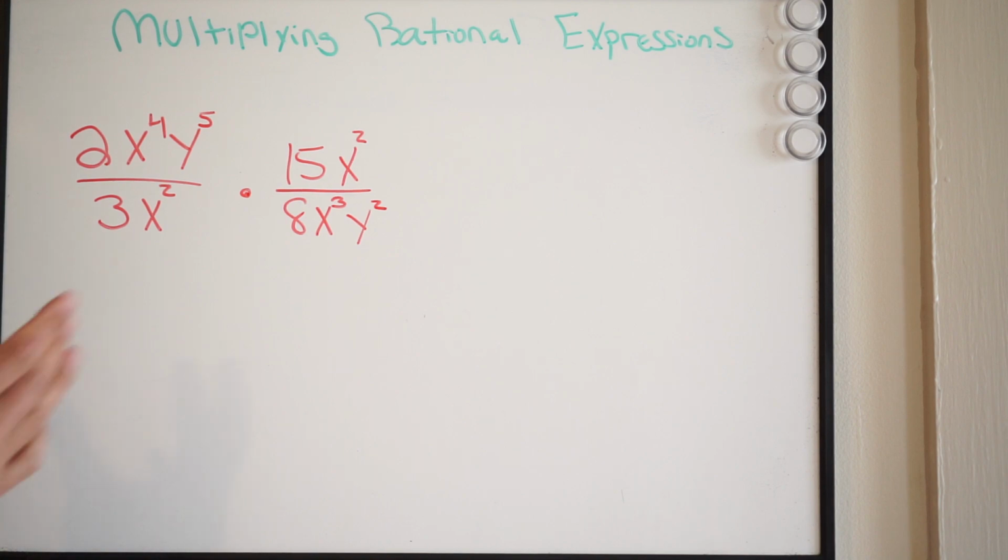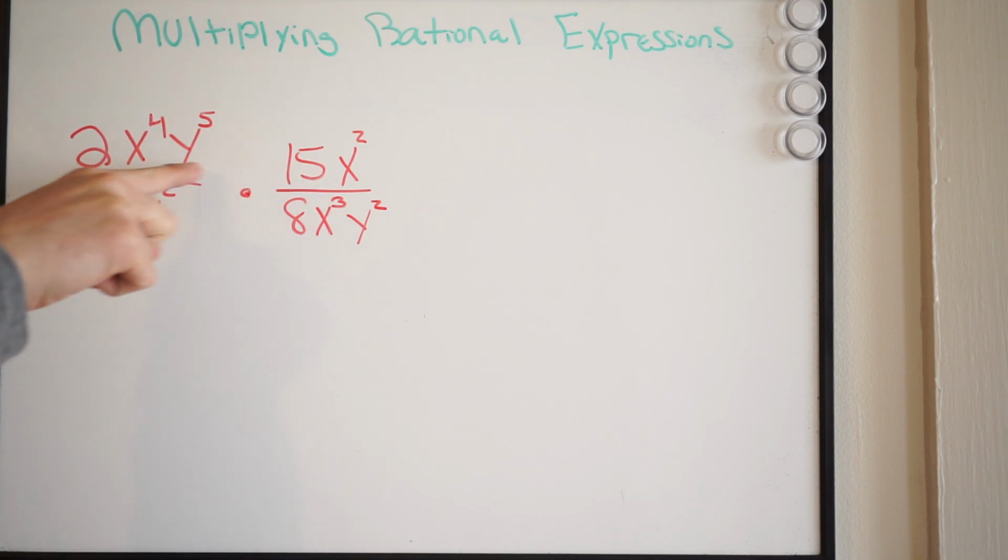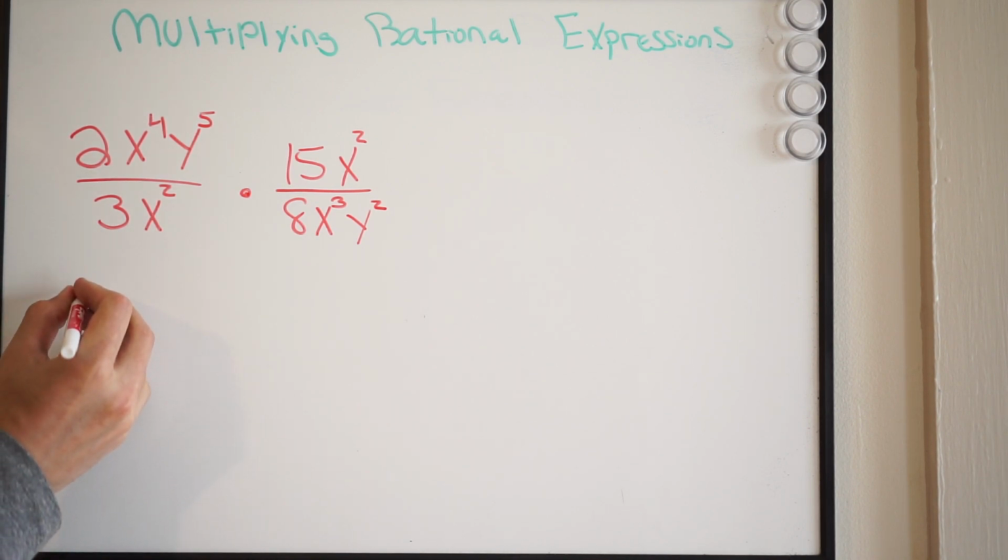So when you have two rational expressions like this and you're multiplying them, I like to separate the coefficients from the variables. Looking at my numerator, I'm just going to look at the coefficients. I have a 2 and a 15. If I do 2 times 15, that's going to be 30. So I'll have 30.